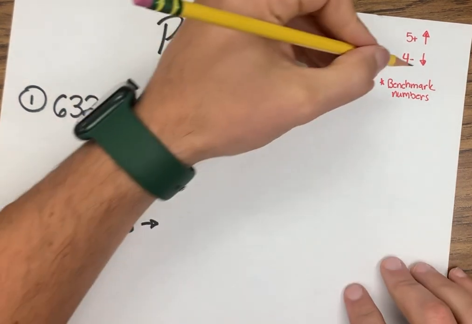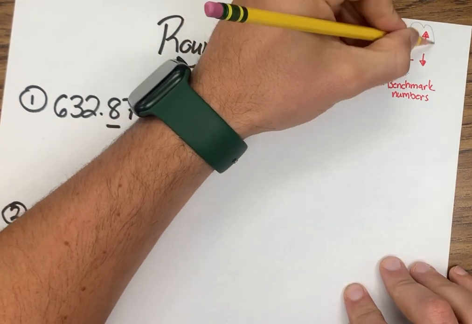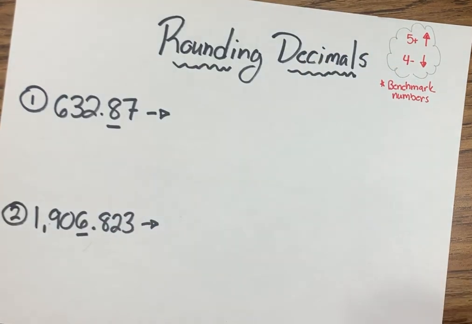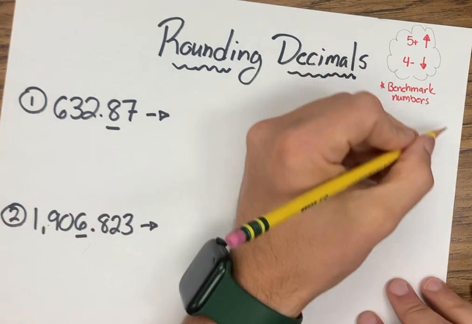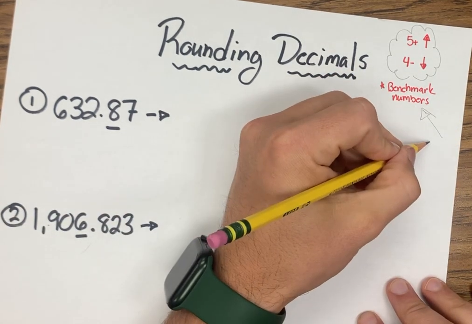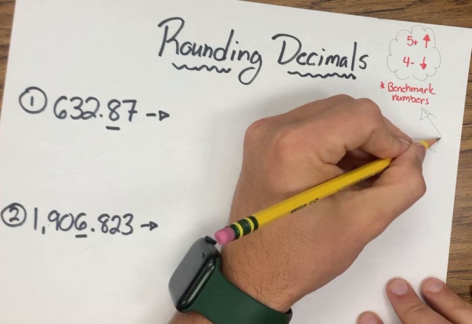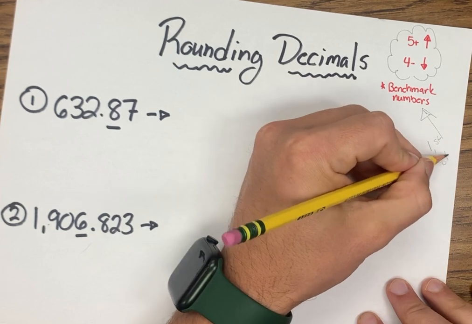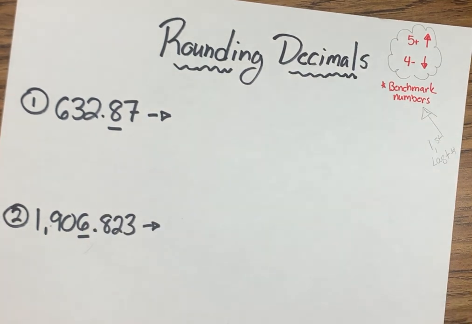This is the way a lot of teachers will tell you: oh, if it's 5 or more, you go up. If it's 4 or less, you go down. But that doesn't mean anything to you if you don't know what you're going up to or what you're going down to. So I'm going to teach you a way to find what I call my benchmark numbers. These are like the first and the last number on a number line.